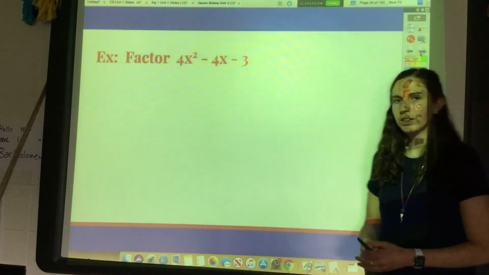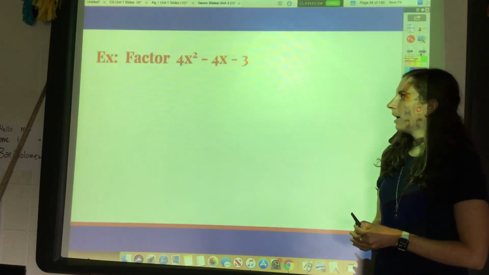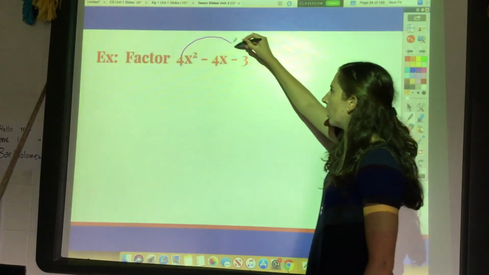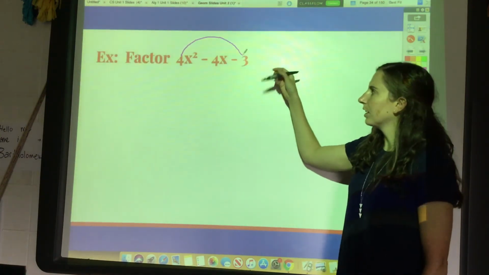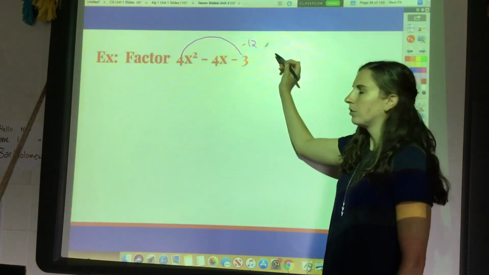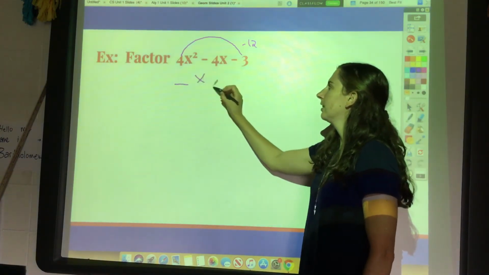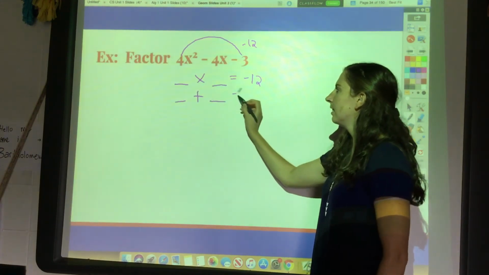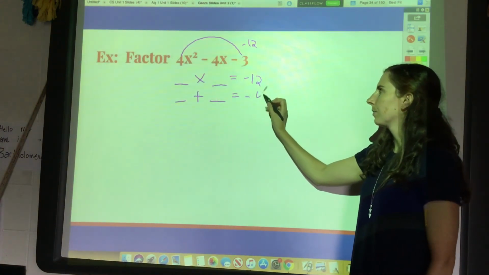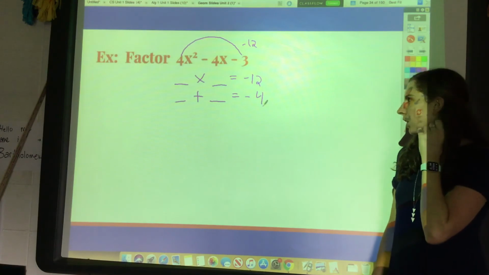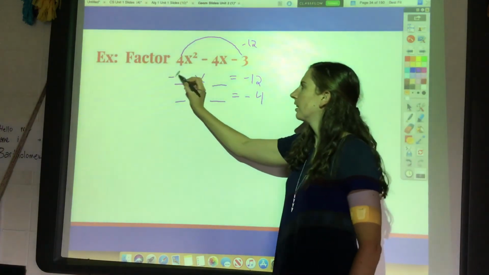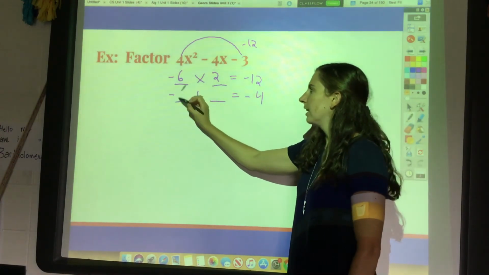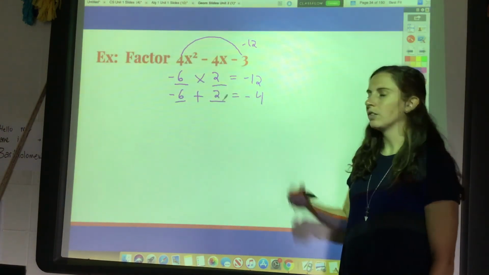All right, one final example. There's no GCF, but it is 3 terms, so I'll go ahead and rainbow. 4 times negative 3 is negative 12. So I want to multiply to be negative 12 and add to be negative 4. So I think we want negative 6 and 2, because that multiplies to give you negative 12, and negative 6 plus 2 gives you negative 4.